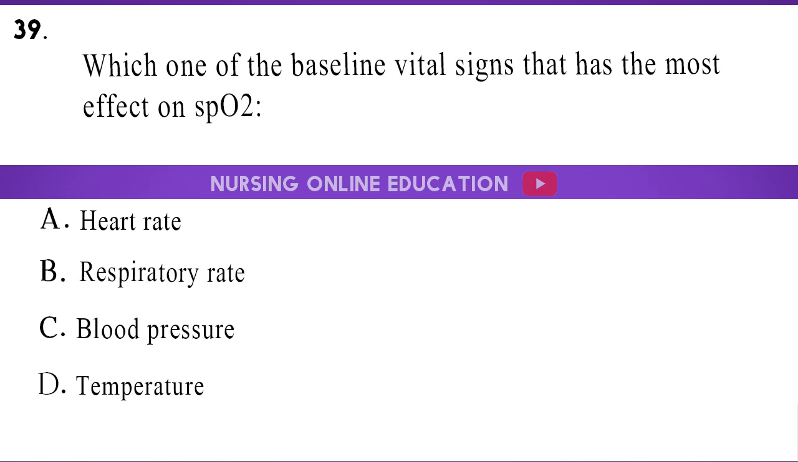39. Which one of the baseline vital signs has the most effect on SpO2? A. Heart rate. B. Respiratory rate. C. Blood pressure. D. Temperature. The answer is option B, respiratory rate.